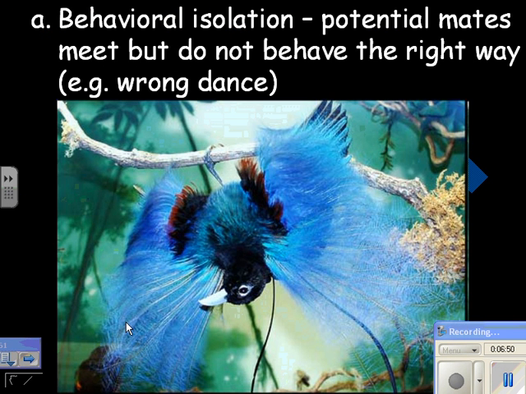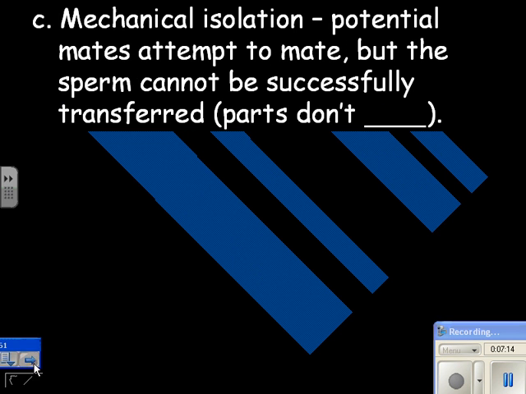Another example is behavioral isolation. This is a prezygotic mechanism because if you have this bird and it does its dance for the female, if it does a dance slightly different, the female will say, nope, I'm going to wait for a better male. So potential mates meet, but they don't behave the right way. In this example, the male bird doesn't have the right dance, and so the female says, nope, I'm going to hold off.